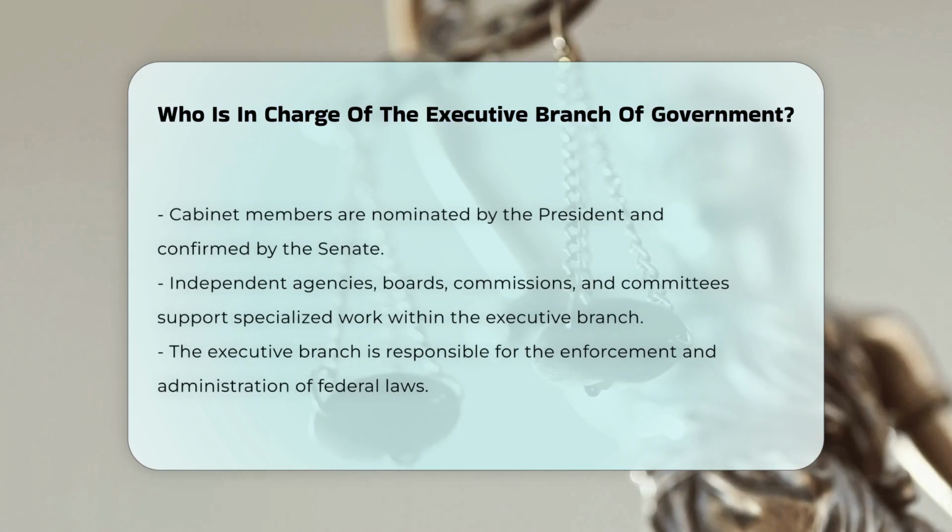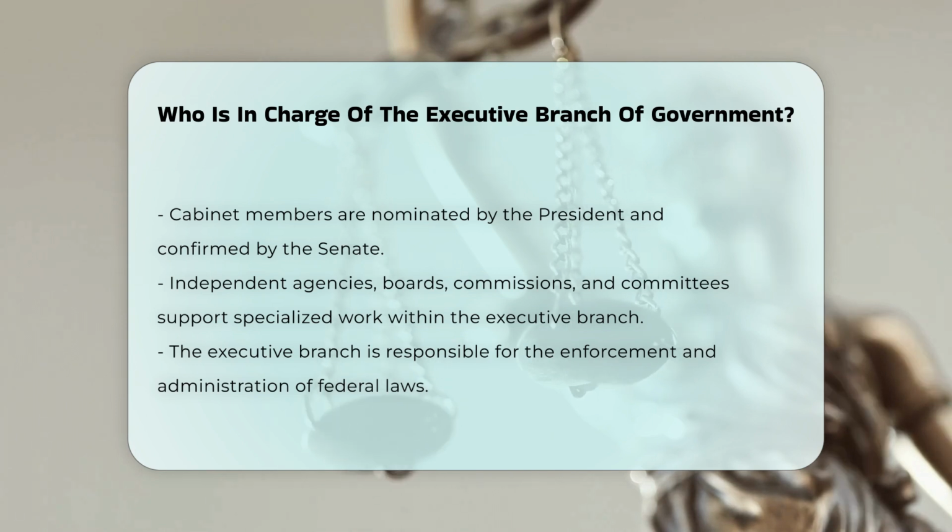Independent agencies. In addition to the cabinet, the executive branch includes various independent agencies and boards, commissions, and committees. These agencies support specialized work within the executive branch and help carry out the president's constitutional and statutory responsibilities.